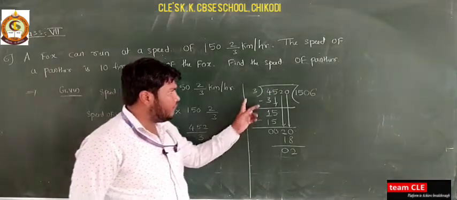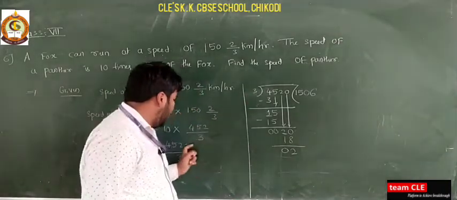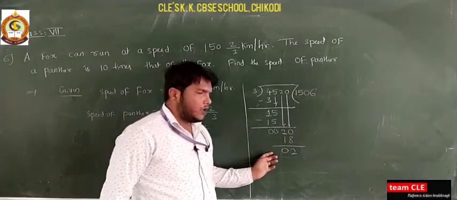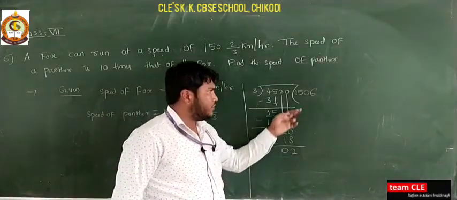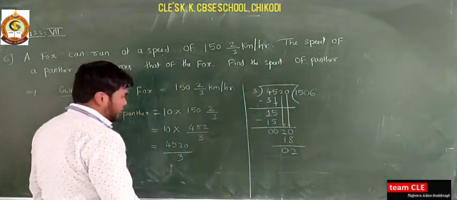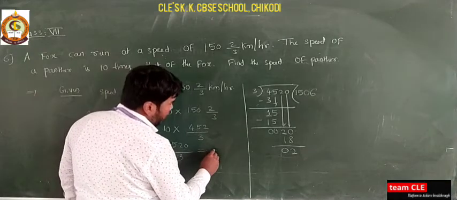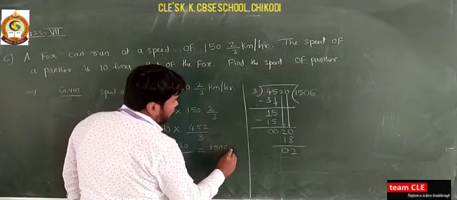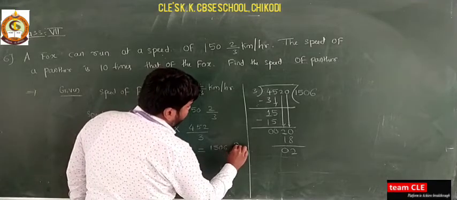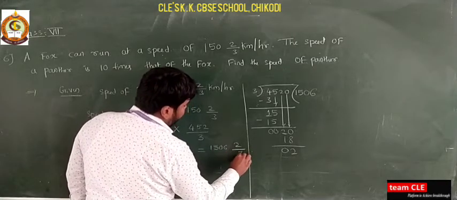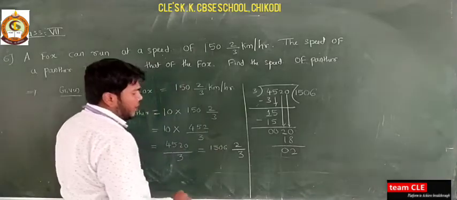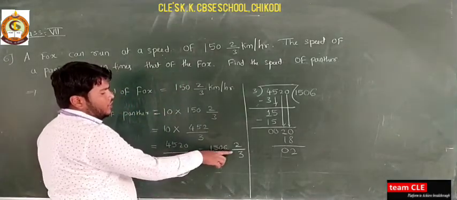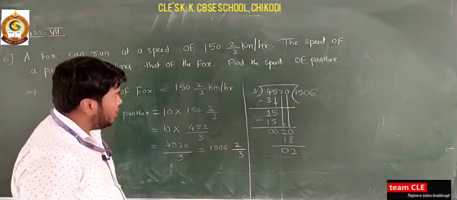So I have divided the improper fraction 4520 by 3, and converting it into a mixed fraction, you get the answer 1506 integer 2/3. This is your required answer.